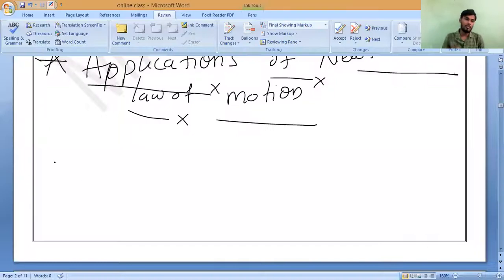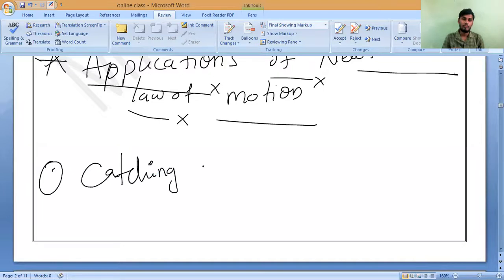So that is the first application of understanding Newton's second law of motion. All of you write it. First application of Newton's second law of motion in our daily life. First one, catching a cricket ball. Catching a cricket ball. Cricket, spelling, Ra? Cricket ball.